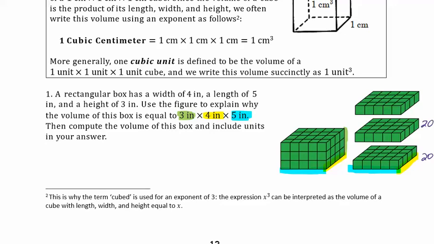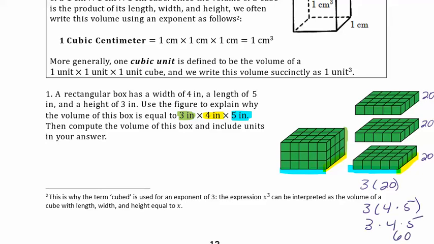Then you would need 20 blocks to make the middle layer, and 20 blocks to make the top layer. So you would need 3 times 20 blocks. Now where did we get the 20 blocks? Well, we got the 20 blocks by taking the 4 times the 5. So really what we ended up doing here was 3 times 4 times 5 to get 60.